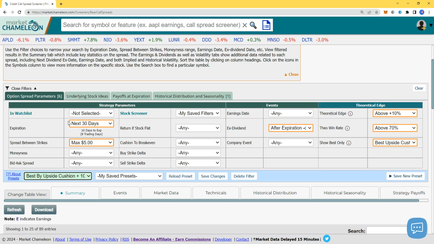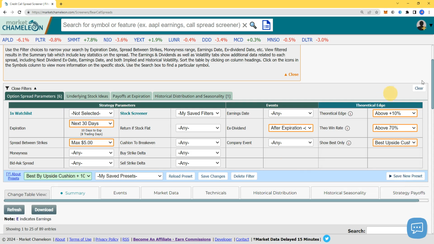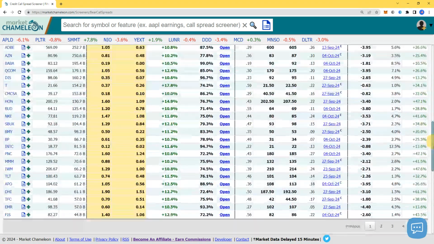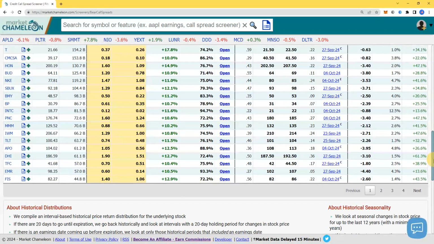We got expiration, we got the filters here. Next 30 days, max $500, $5 credit, ex-dividend after the expiration. Theoretical edge, we have over 10%, win rate over 70%, show result by best by upside cushion. That's very interesting. Show result by best by upside cushion by symbol. You got other stuff in here. The more you explore Market Chameleon, the more options you see that are available. And now we went from 1,500 pages to 4 pages, and that's much better.